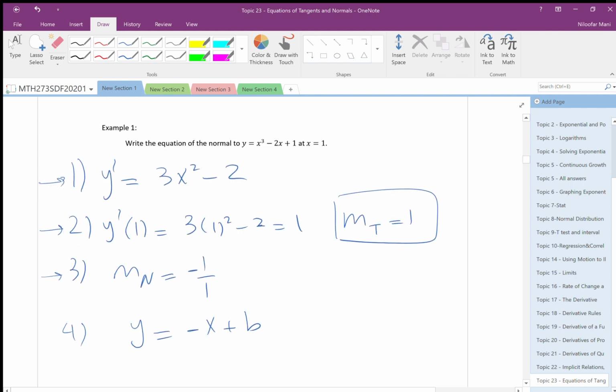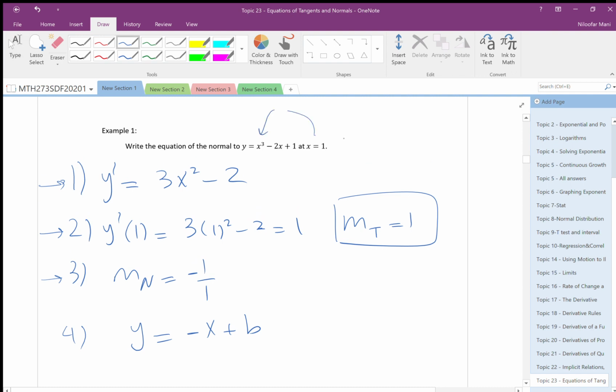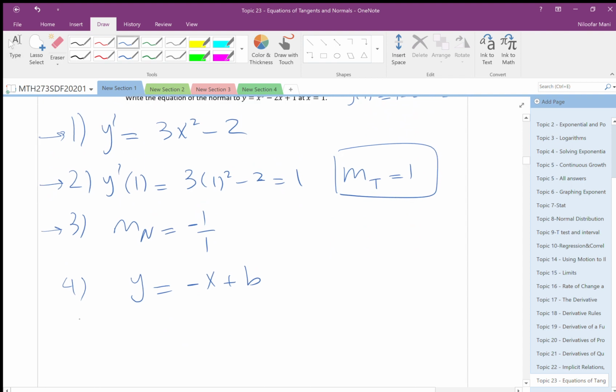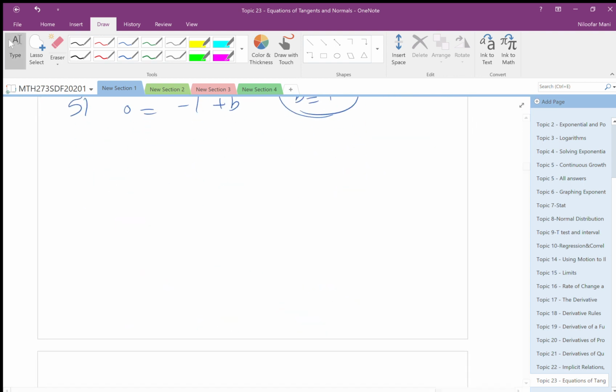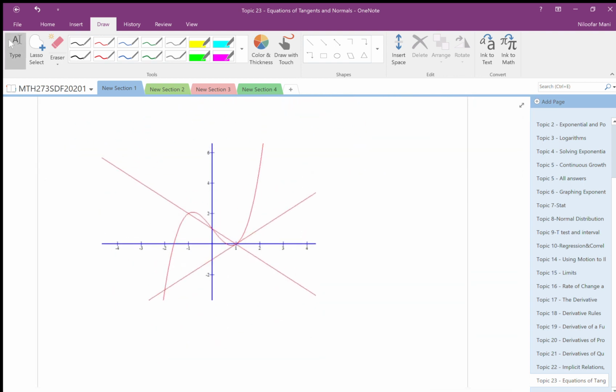How do you find b? Again, you substitute the point here. It's the same y1: 1 minus 2 plus 1, which is 0. This is the same question. So 0 equals minus 1 plus b, and b is 1. Now look at the picture here. This is the normal line, which is, look at that, 90 degrees. This one is the tangent line, and this one is the graph.